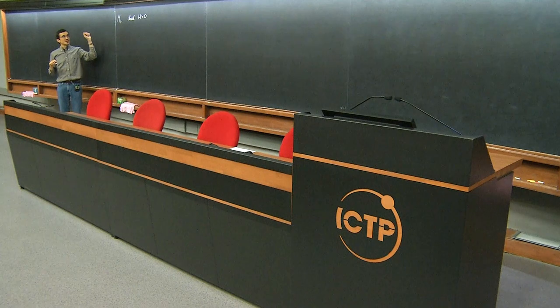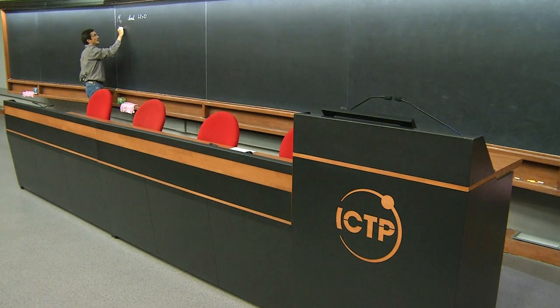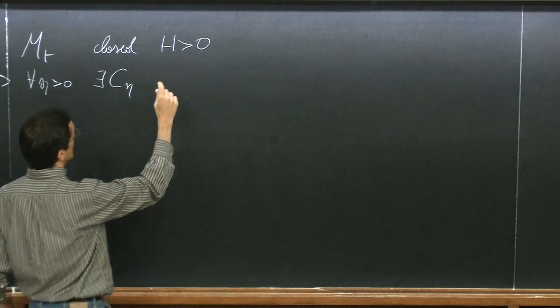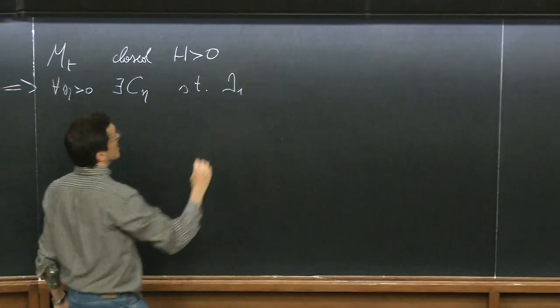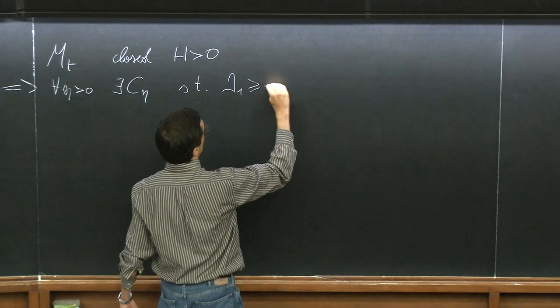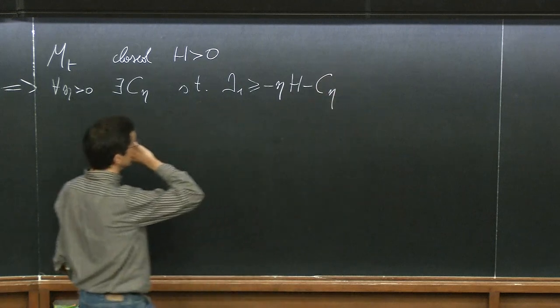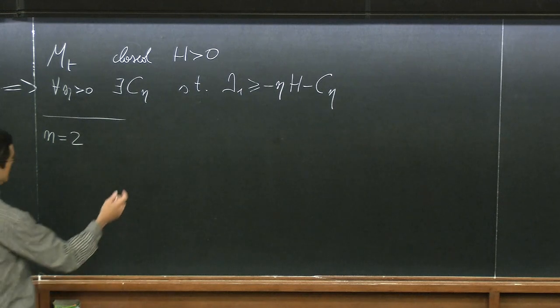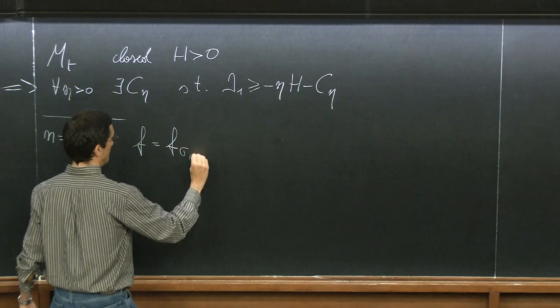So the statement is: for every eta, there exists some constant C eta such that the smallest curvature can be bounded from below by this expression. For simplicity, I am sketching the proof only in the case n equals 2. And we have shown that the estimate will be a consequence of a uniform bound on a suitable function, which is the following.